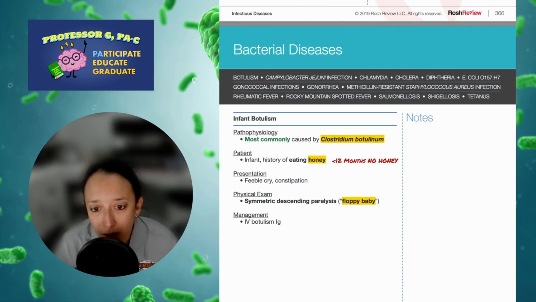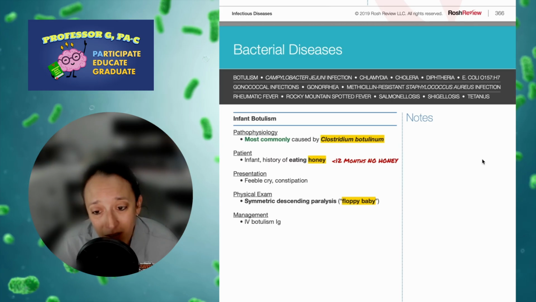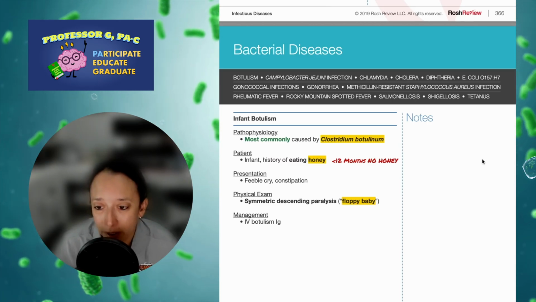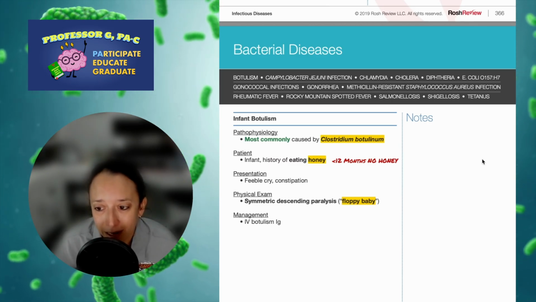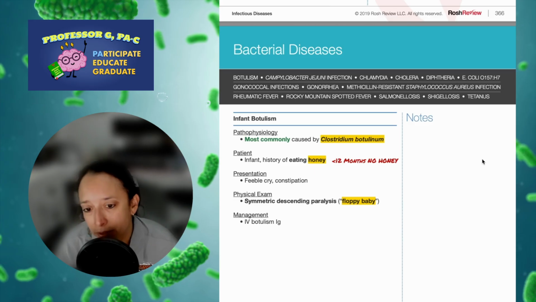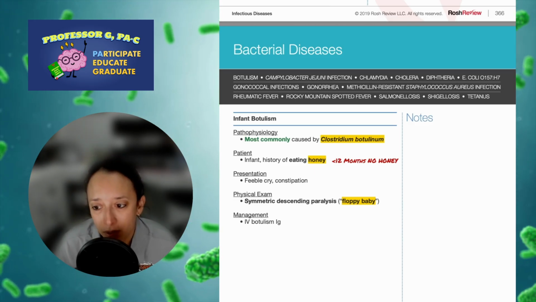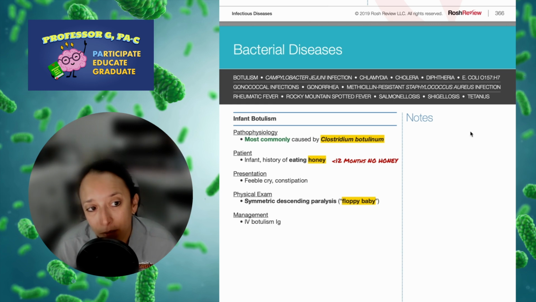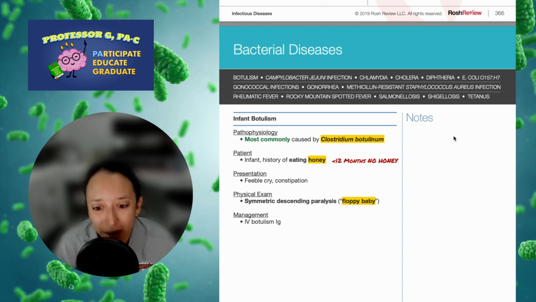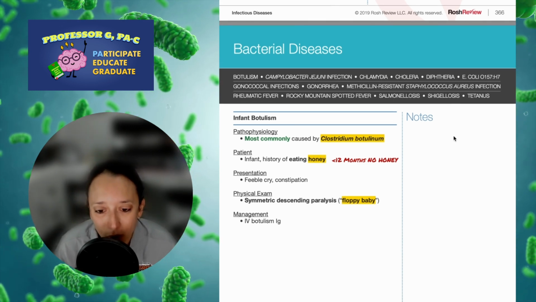So let's go ahead and start off with botulism. Botulism is caused by Clostridium botulinum, an anaerobic spore-forming bacterium that produces a neurotoxin blocking acetylcholine release. This is at the neuromuscular junction, and it leads to a flaccid descending paralysis.